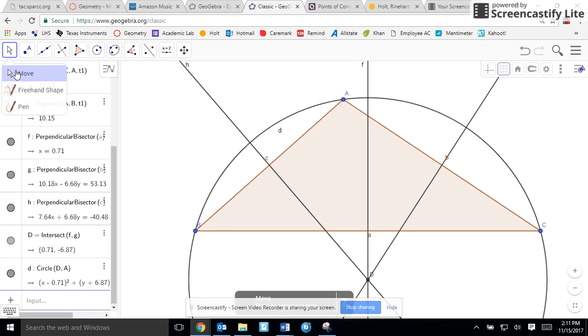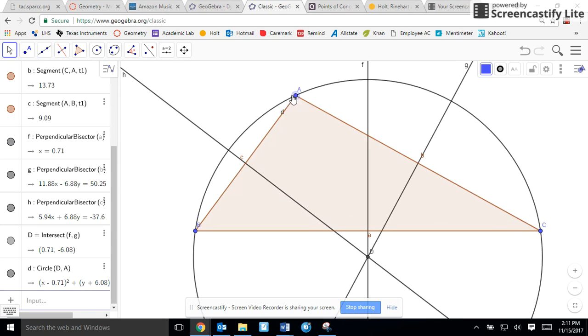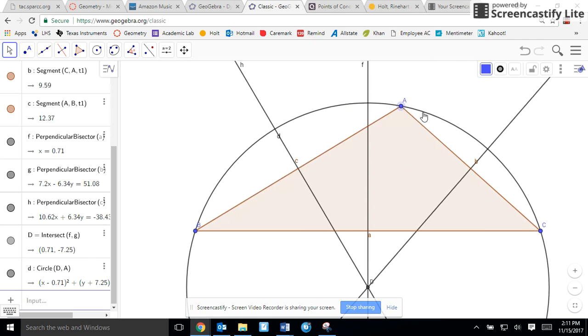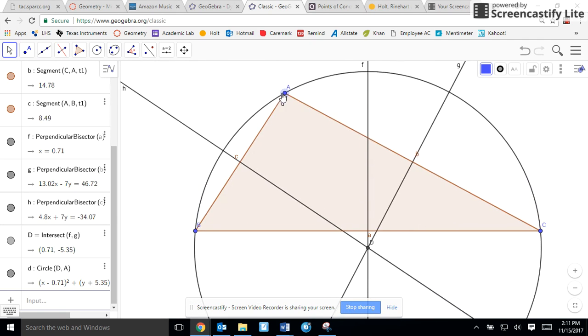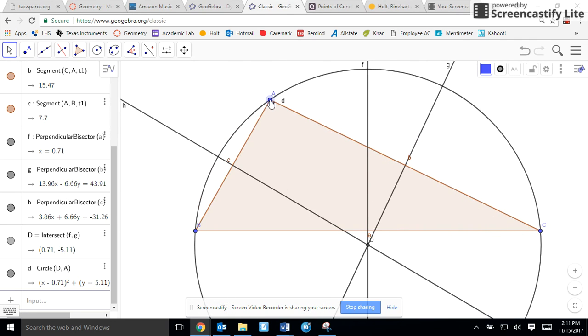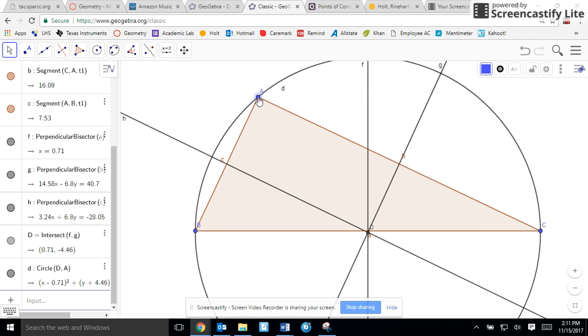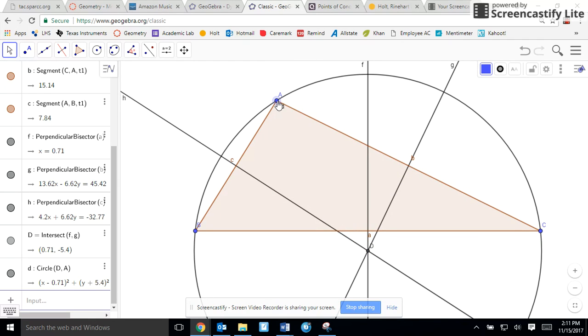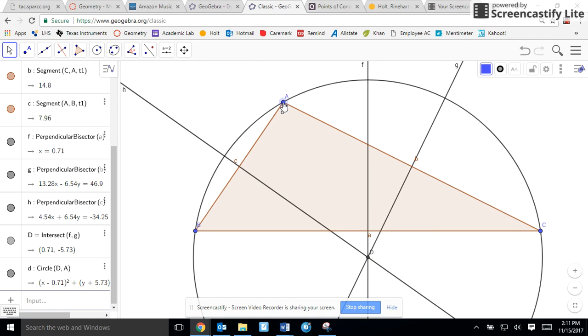To give it a test to make sure you did it right, click on a vertex, and that circle should stay touching the three vertices. And again, you can see the circumcenter is inside when it's acute, on the side when it's right, and outside when the triangle is obtuse. So that is the circumcenter.